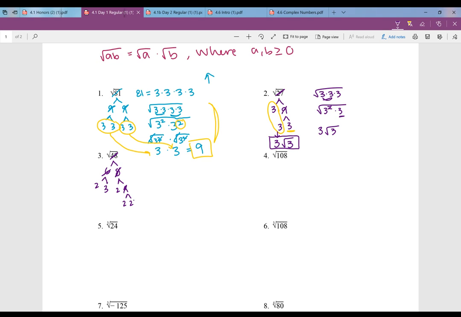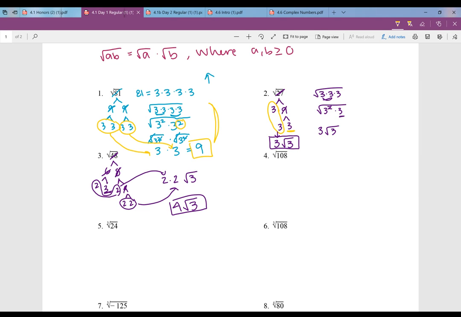So we're looking for groups of 2, right? Because we're doing a square root. So we have one group of 2 here. There's our second group of 2's. And this 3 doesn't have a group. So that means it's going to stay under the radical. And then for each of these groups, we can pull out 1, 2. Okay, and then 2 times 2 is 4. So we're going to get 4 root 3.